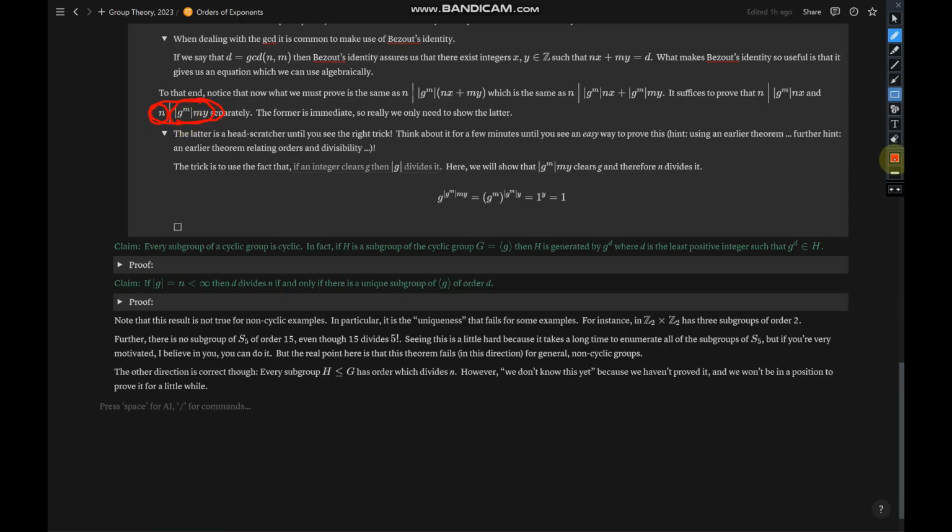So we're going to try to show that the order of g to the m times y clears g. Now, when you're staring at that, you think, well, how am I going to show that this comes out equal to the identity? Well, one thing that you notice is that you've got a g to the m here, and also here you've got a g and an m. So maybe putting them together in some kind of productive way will get you the result that you want.